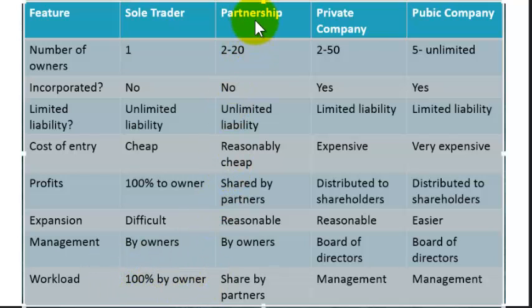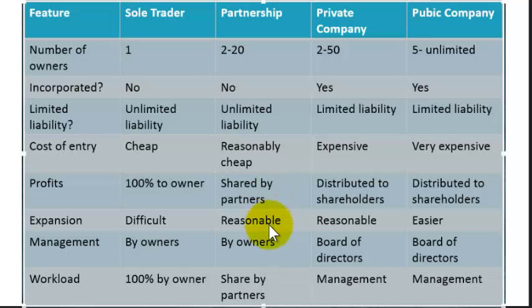Now let's look at the partnership. That's still unlimited, has unlimited liability, has anywhere between 2 and 20 partners. It is not incorporated. It's reasonably cheap to set up. It's more expensive than a sole trader because usually there's a legal document called a partnership document that needs to be generated by lawyers. The profits are shared, so if there's two partners, obviously they get 50-50 and so on.